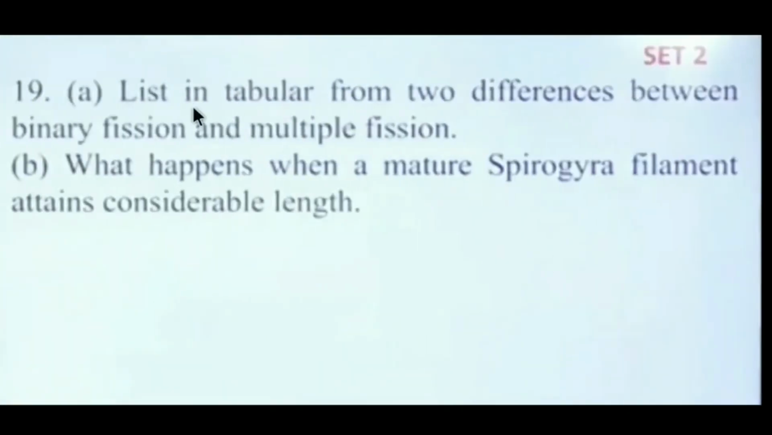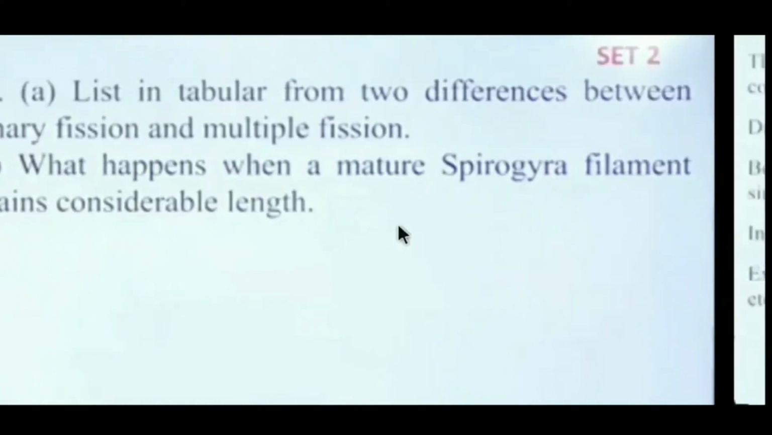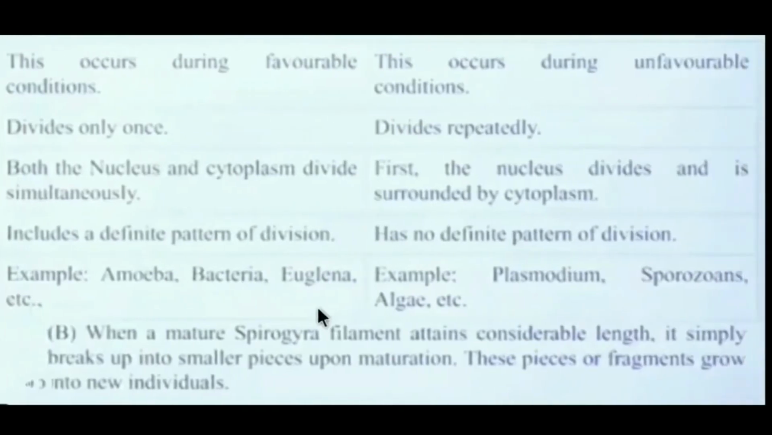Second question is, what happens when the mature Spirogyra filament attains considerable length? Answer is, when a mature Spirogyra filament attains considerable length, it simply breaks up into smaller pieces upon maturation. These pieces or fragments grow into new individuals.